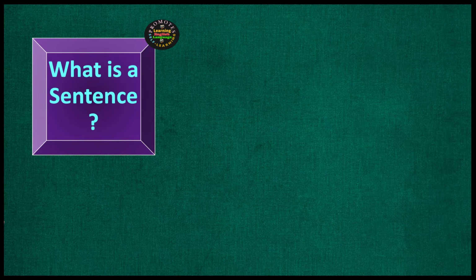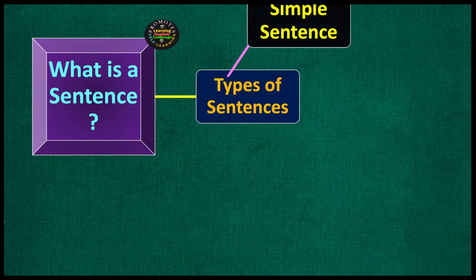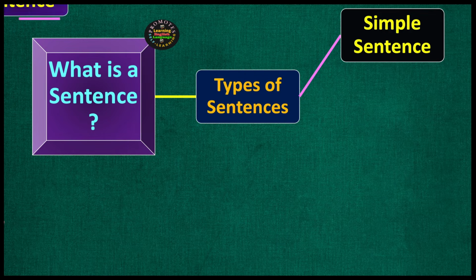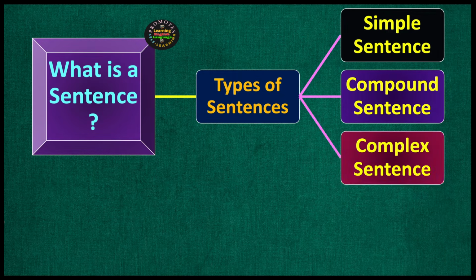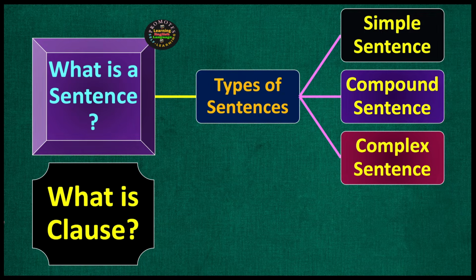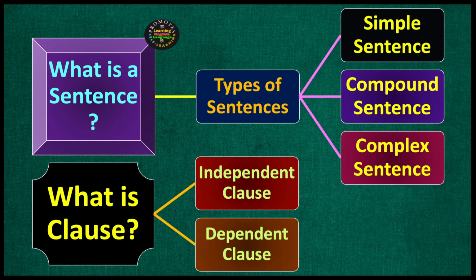What is a sentence? In this lesson, we will talk about types of sentences. And what are the types of sentences? Simple sentence, compound sentence, and complex sentence. And in the process of discussion of types of sentences, we will also talk about what is clause, independent clause and dependent clause. So let's discuss each one of the grammatical items in detail.